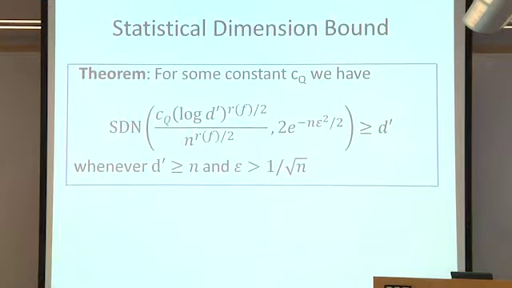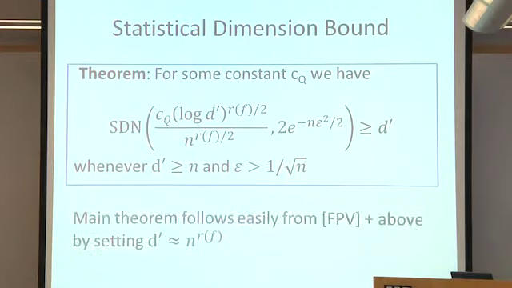Okay, so what we prove is that indeed the statistical dimension is large even when kappa is small. In particular, if we set kappa to be roughly 1 over n to the r of f over 2, and we pick D prime, the statistical dimension, to be larger than n, then we have this bound on the statistical dimension.